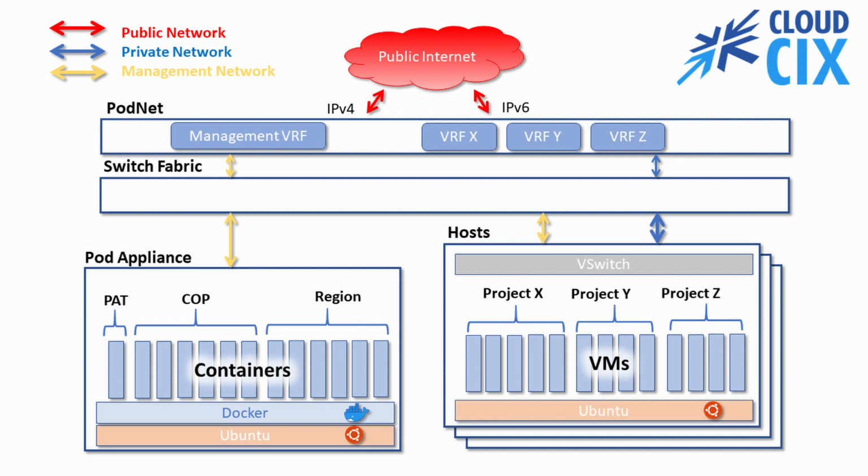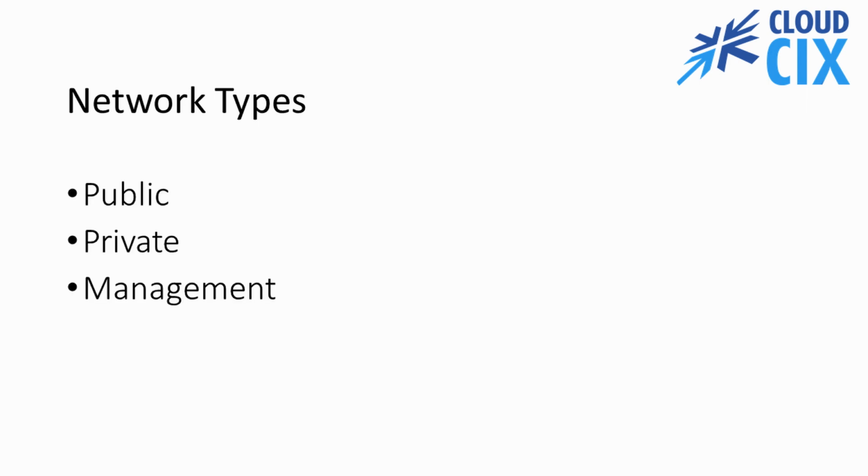Every pod requires a switch fabric to build the three networks. The public network connects PodNet to the public internet. The private network connects VMs within a project and then connects the project to PodNet. The management network connects the pod appliance to both the PodNet and the hosts. We mentioned that a pod can have three networks: public, private, and management. Those three are all that is required to build a basic cloud.